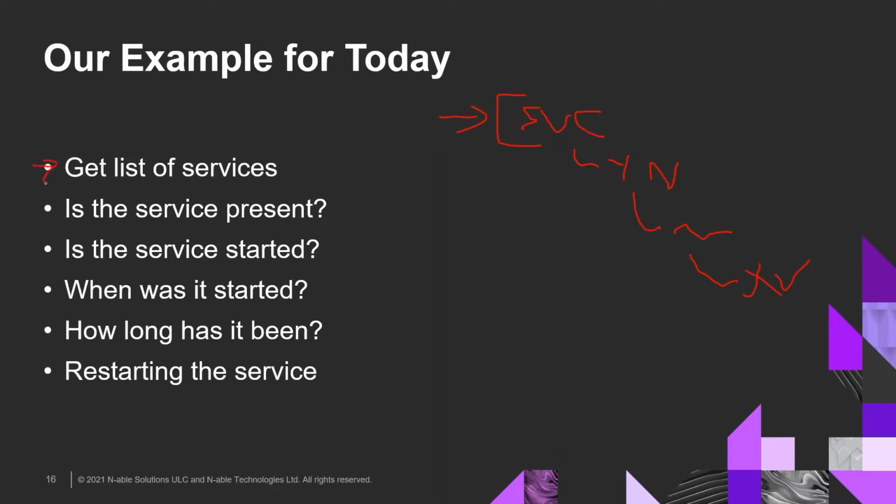We're going to get a list of services. Is the service that we want present? Is it started? When was it started? How long ago was it? So then we're going to do some math to do that. And finally, if needed, we'll restart it. All of this is literally a real example I've had to do for someone, so I figured it'd be a good one to go through with you guys and hopefully it will help.